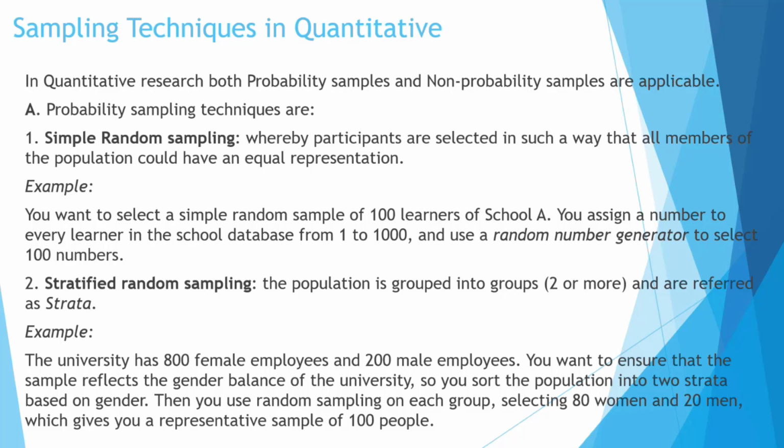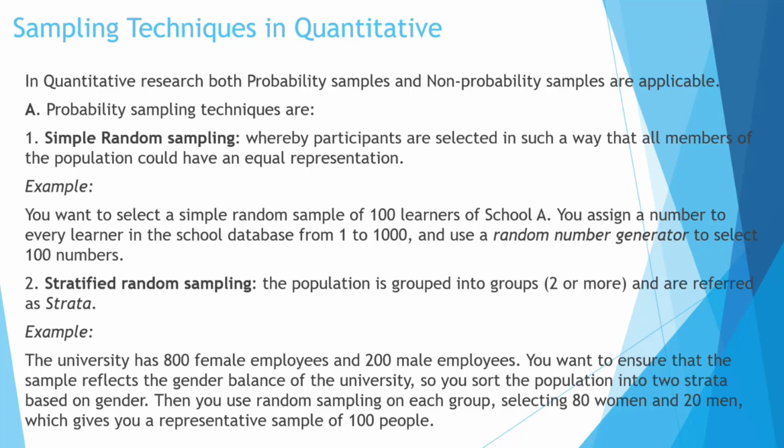We can use simple random sampling. What is simple random sampling? It's whereby participants are selected in such a way that all members of the population have an equal representation. All right, that is simple.